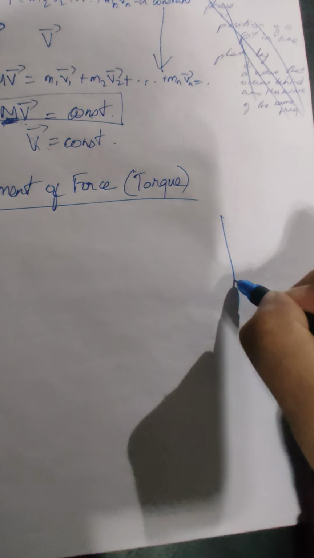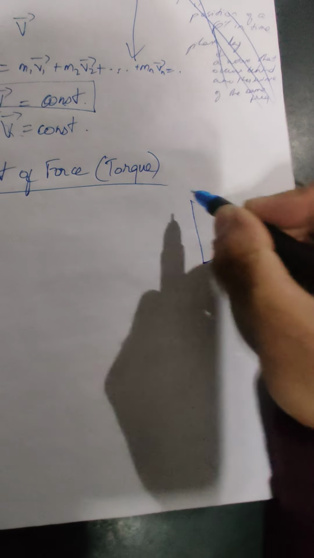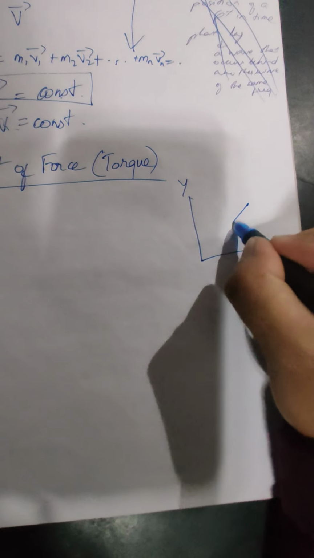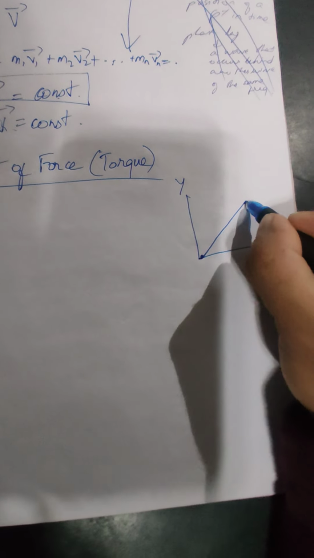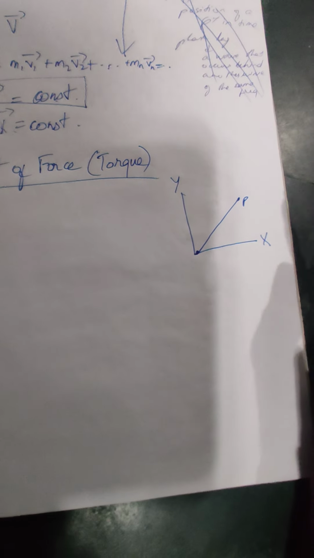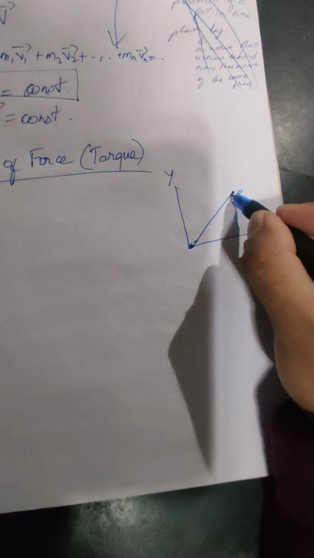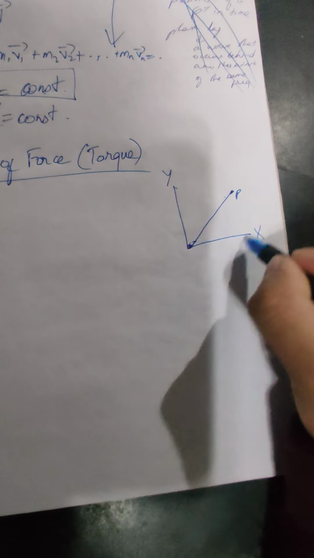So here are two axes, right? X-axis and Y-axis, two dimensions. So if we are giving a force in the corner, from a point O, if we take any point P, then we rotate this about the axis, right?